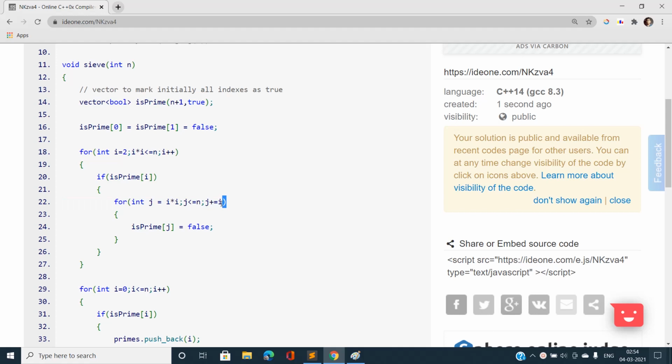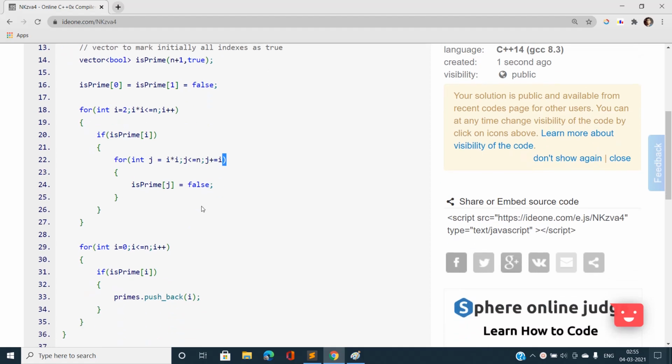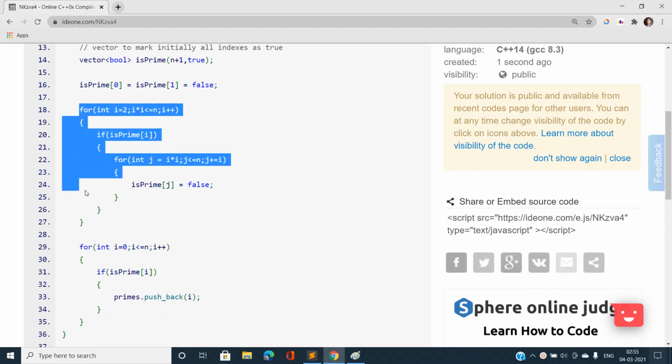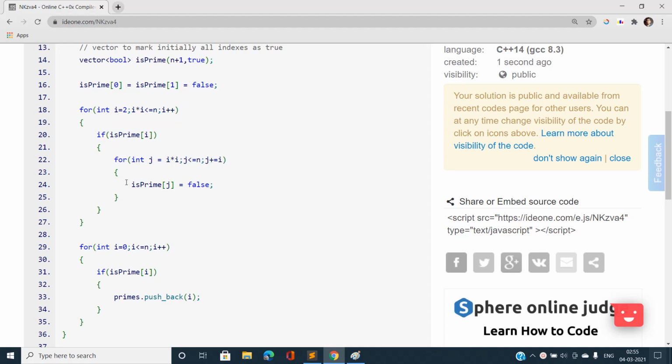That is, every time I'm going to mark all its multiples as false, denoting that that number is divisible by my current prime number. Suppose we pick up 3. So 6, 9, 12, 15, 18 all should be marked as composite, because these numbers are all divisible by 3. So these numbers can't be prime numbers. So this algorithm is going to work in O of n log of n operations, marking all the numbers as composite as well as prime numbers.